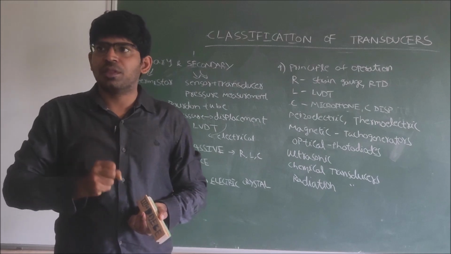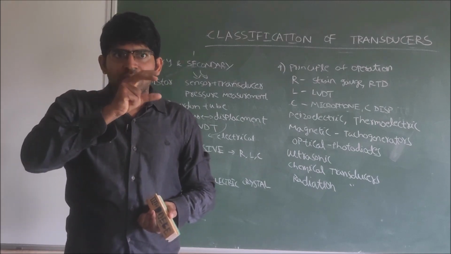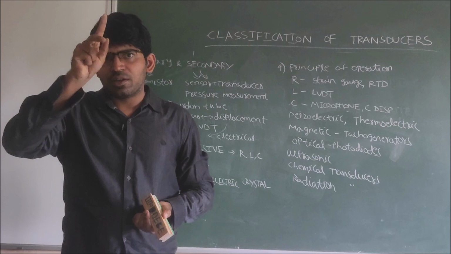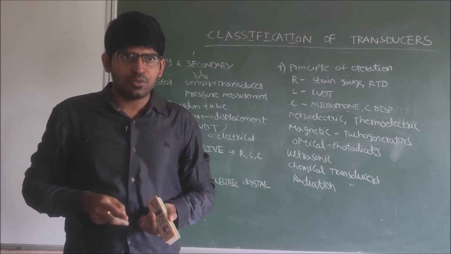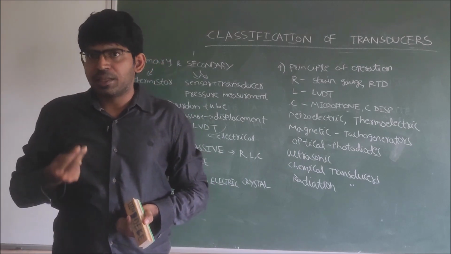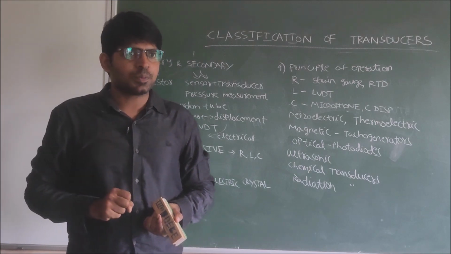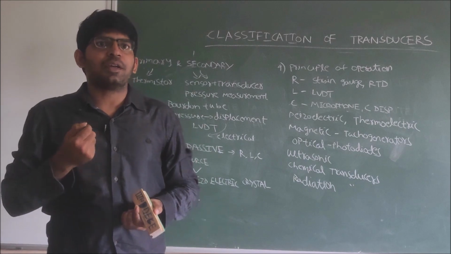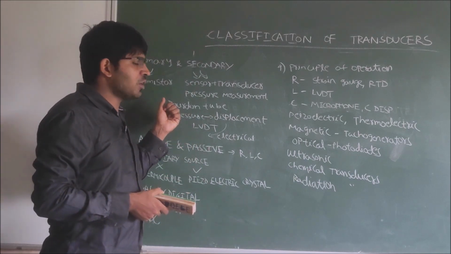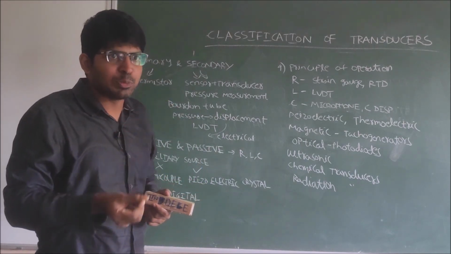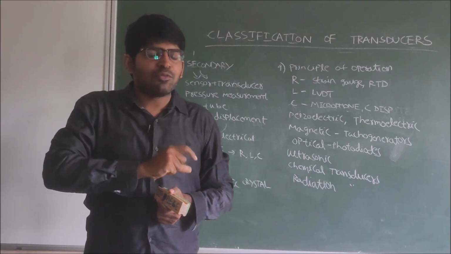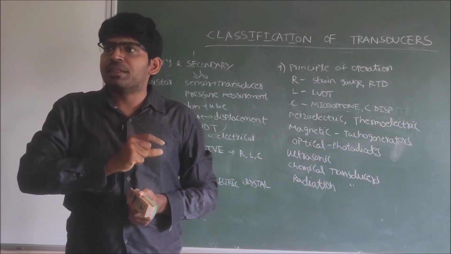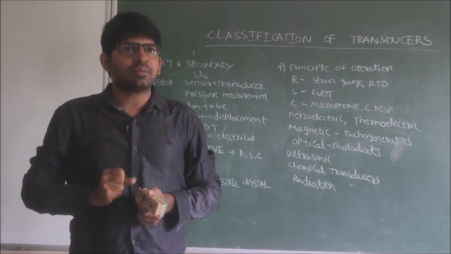That is the difference: whether the physical signal is converted into an electric signal in one step or in two steps. If it happens in two steps, then it is a secondary transducer. If it happens in a single step, then it is a primary transducer. The example for the primary transducer is the thermistor. It converts temperature changes into an electric signal.